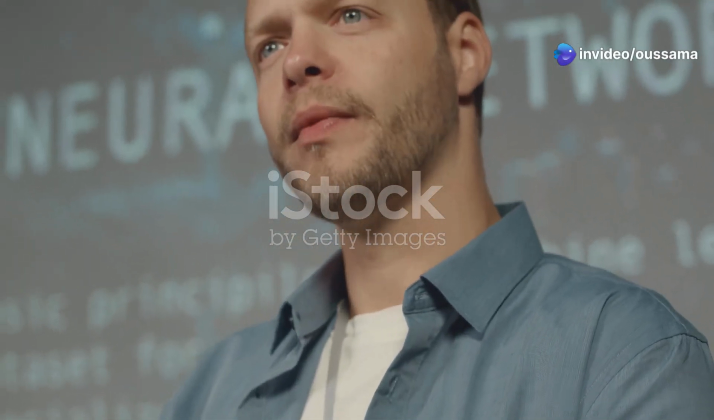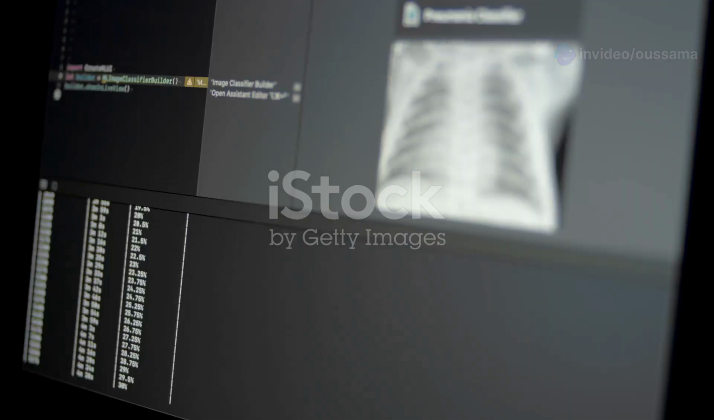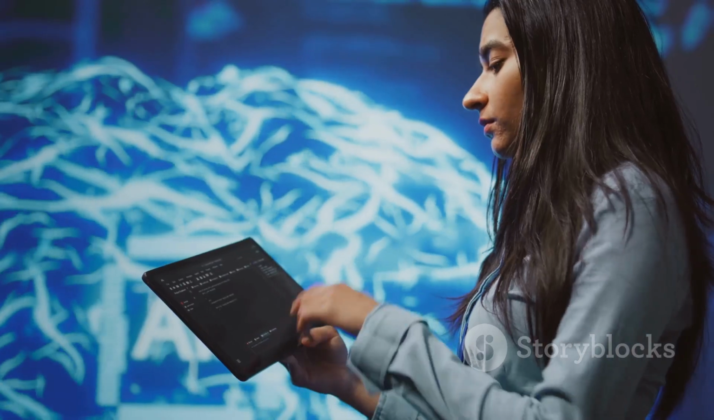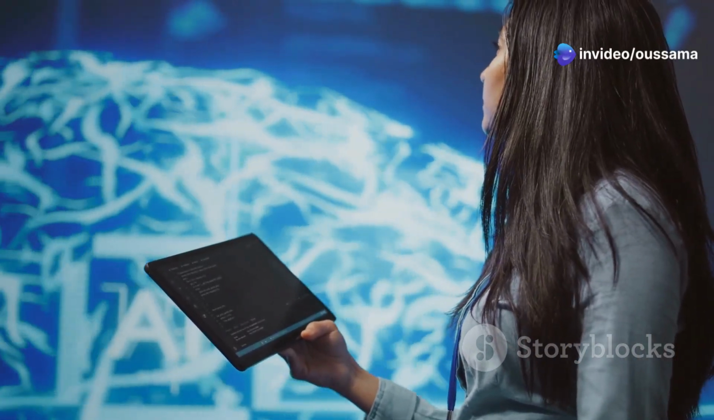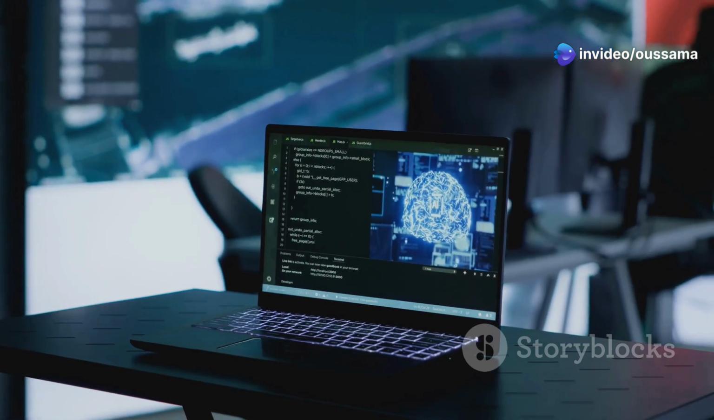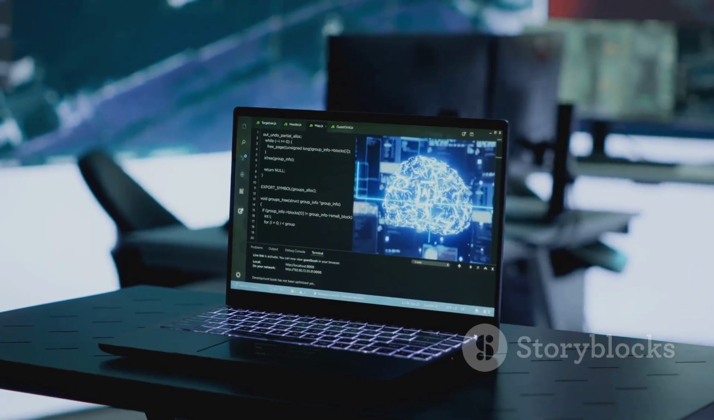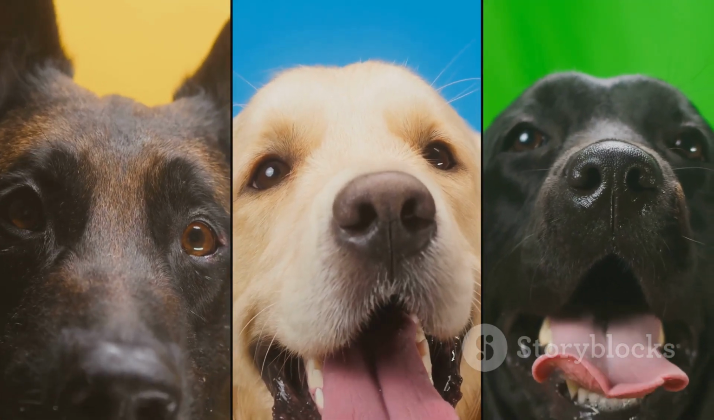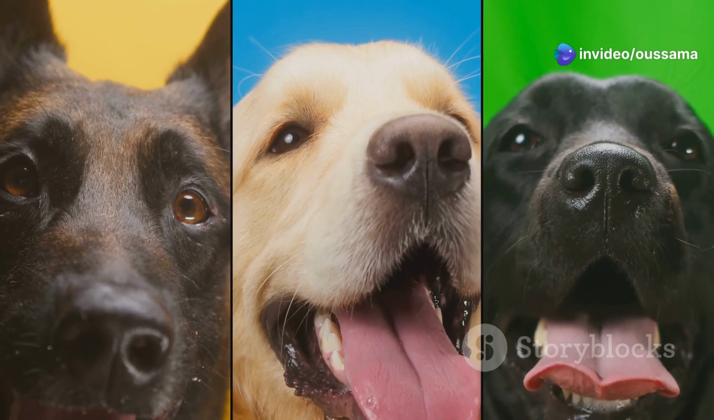First up, we have probabilistic neural networks, or PNNs. Now, if you're thinking probability, you're on the right track. PNNs are all about using probability theory to classify data. Imagine you're trying to train an AI to differentiate between pictures of cats and dogs. A PNN would analyze a bunch of cat and dog images, learning the probability of certain features appearing in each category. For example, it might learn that a pointed ear has a higher probability of belonging to a cat, while a floppy ear is more likely to be found on a dog.